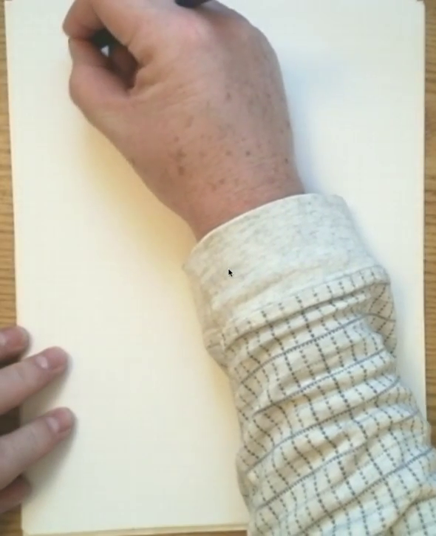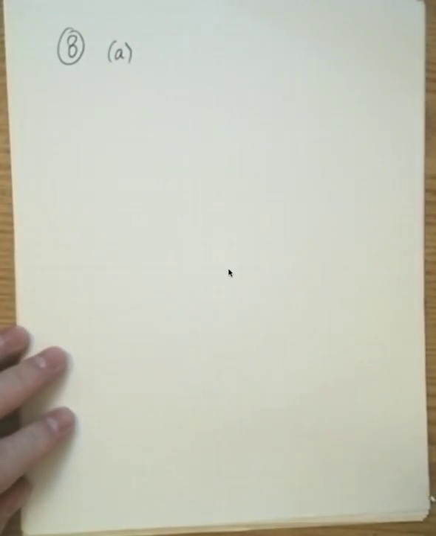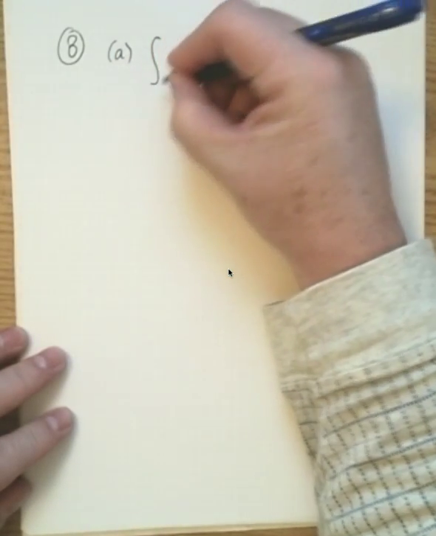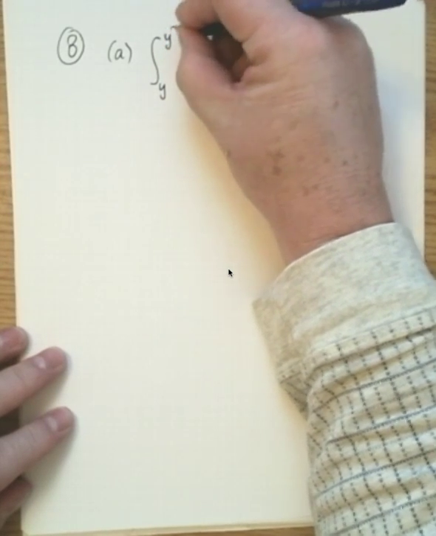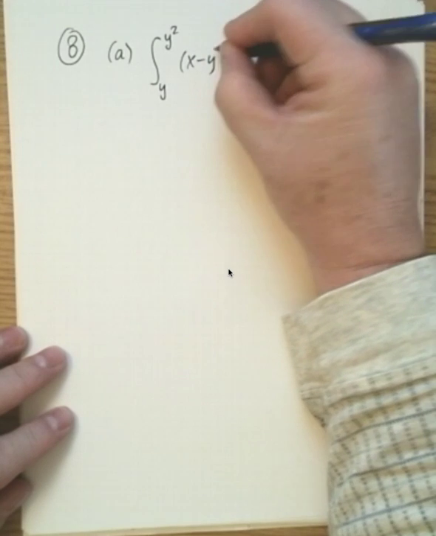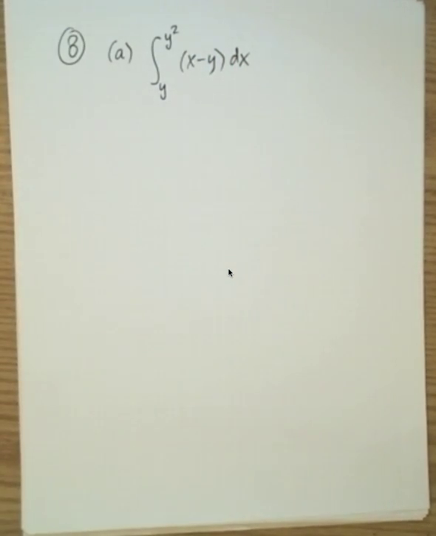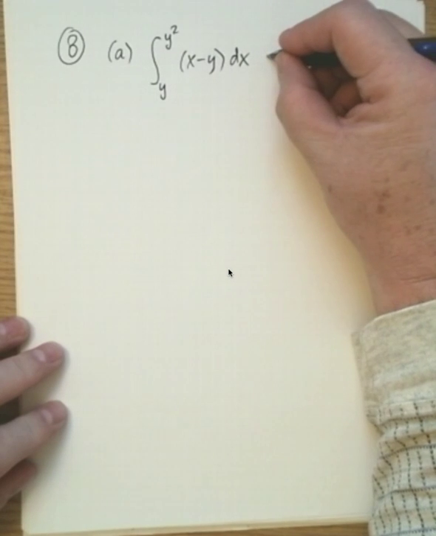Next let's take a look at problem number 8. Part A says we're integrating from y to y squared. The integrand is x minus y, and we're integrating with respect to x first. So this is one of those partial integrations. This is going to be pretty easy here.